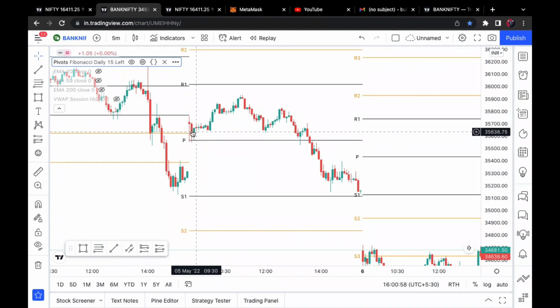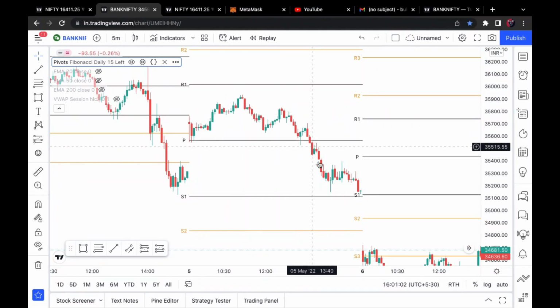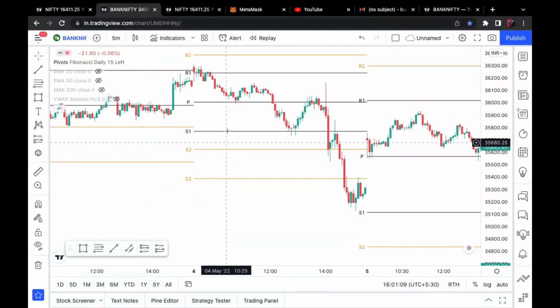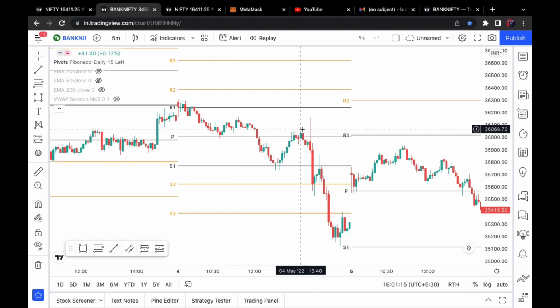So you can see it took support from here, then it goes up, and when this support gets broken, it reaches the target of support 1. So you can see how this indicator works. It's a very good indicator. I personally use this indicator for support or resistance or for trailing the stop loss.